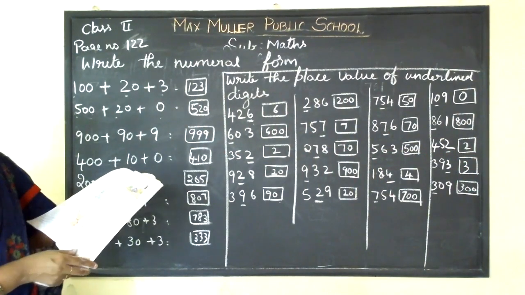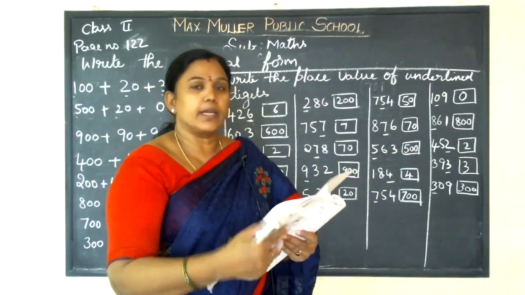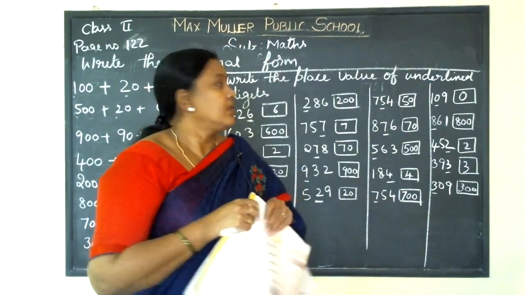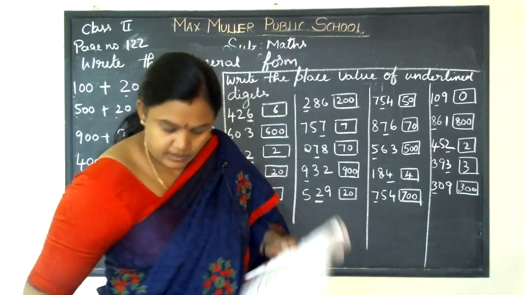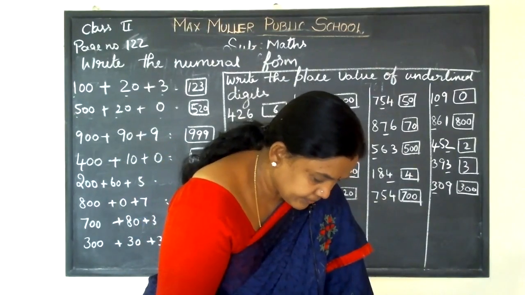Next class, we will do exercise number 4. That is, fill in the blanks with the symbols greater than, less than or equal to sign. Understood? Now, I'll give homework, children. Homework is in the textbook only, I'll give.